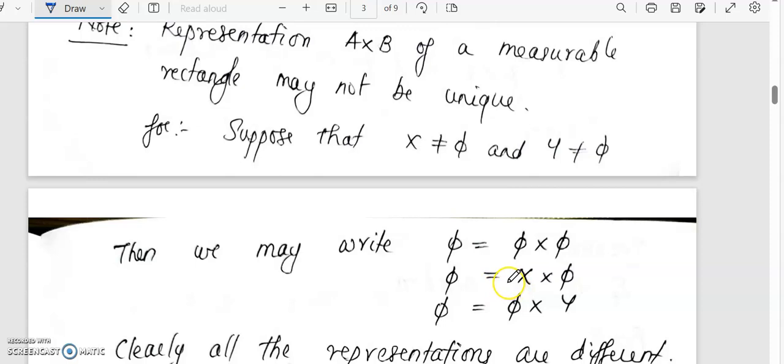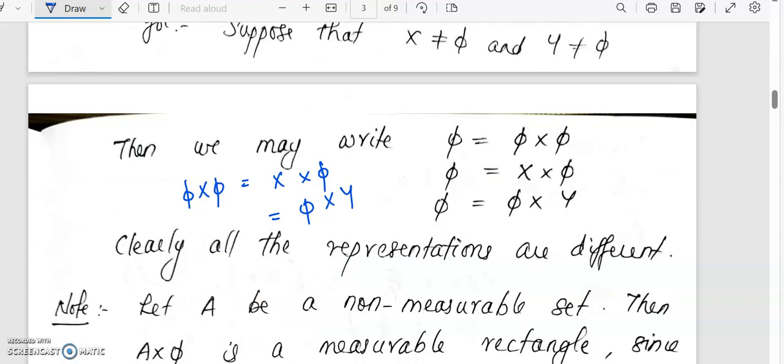So phi can be represented as X cross phi, or phi can also be represented as phi cross Y. So in this way we can see that such a representation need not always be unique. So phi cross phi will be equal to X cross phi, which is equal to phi cross Y. So a representation of the form A cross B is in general not unique.